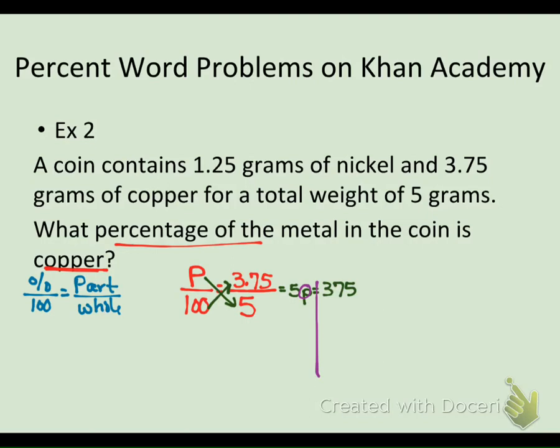All right, David. Now what do I do to get this variable by itself? Okay, you're going to divide by 5. Yeah, divide by 5. Okay, now 375 divided by 5 is 75. Y'all agree? 75 what? 75% is made up of what? Copper. Make sure you have a percent on the back of your 75. You sure can after we do this next example.